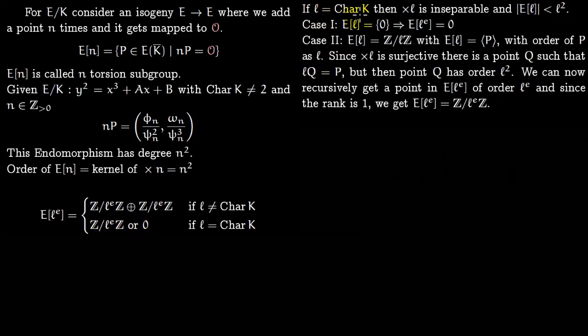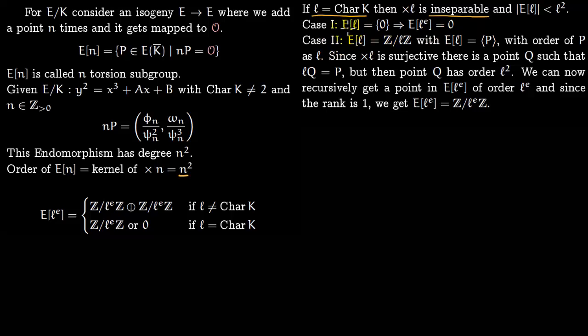So say L is the characteristic of K. As I said before, you add the point to itself L times, where L is a prime. This is inseparable, so the order of E[L], this n-torsion subgroup, will be less than L square, because we have inseparability here. If it was separable, you would have equality. Since it is an inseparable map, you can split it up into a separable map and a Frobenius map, and because of the splitting, you get less than L square.